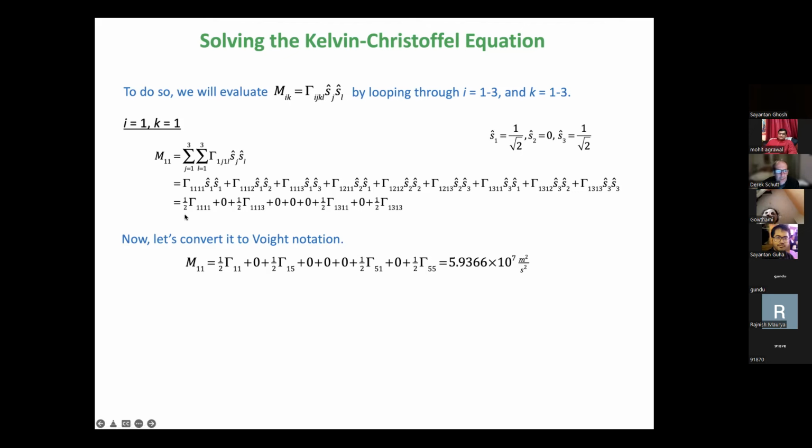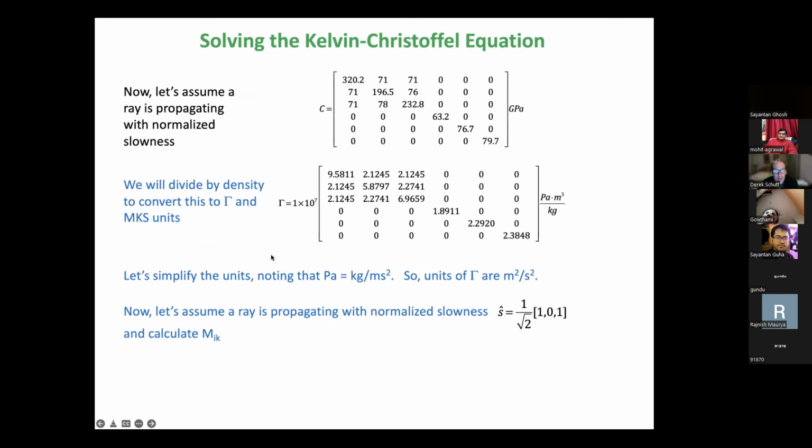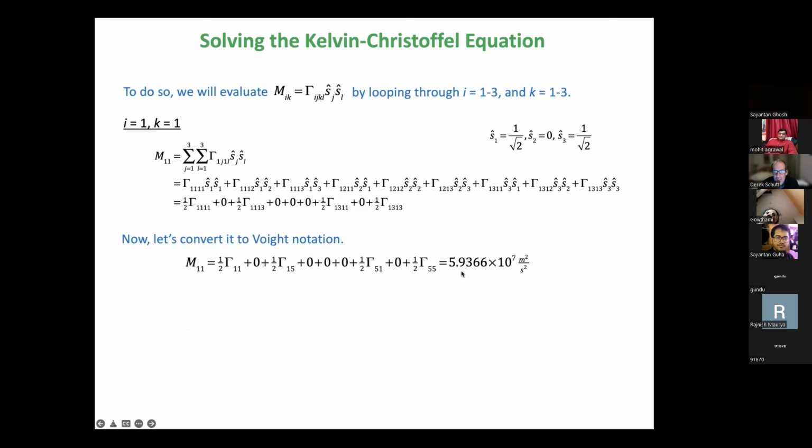So gamma 1111 is just gamma 11. Gamma 1113 is gamma sub 15. Gamma 1311 is gamma sub 51, and so on. And then we can go back to our gamma Voigt matrix and plug in these numbers. And we get m sub 1 equals 5.9366 times 10 to the 7th meters squared per second squared. Now you would do this with each of the 9 components in the M matrix.